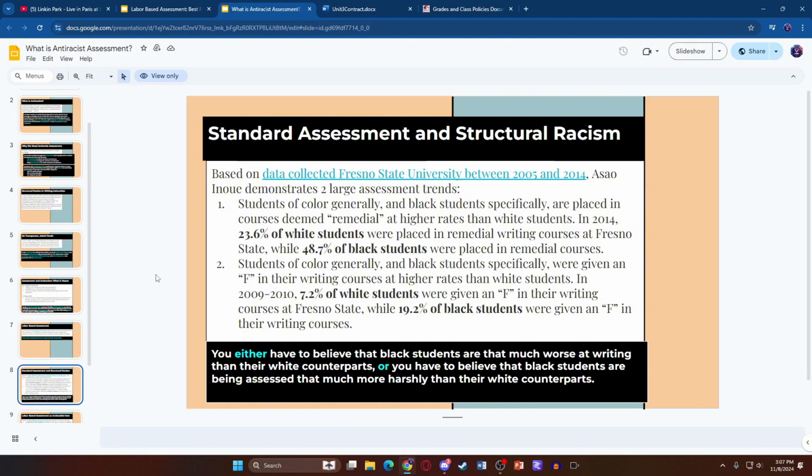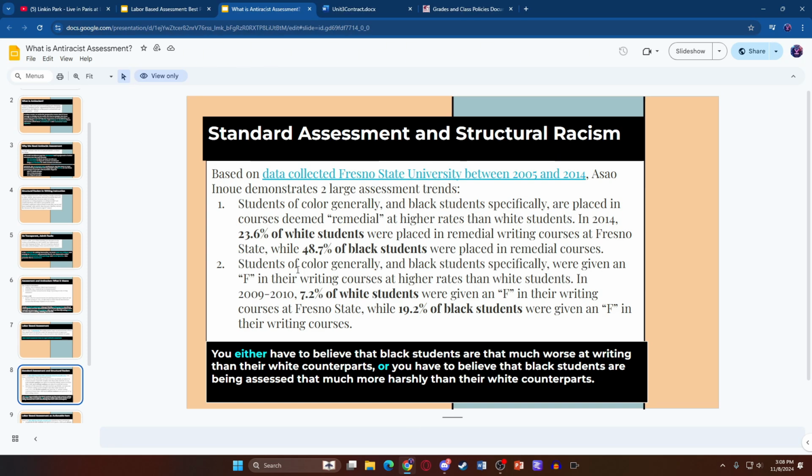So here's some of the data, and this scales pretty well to where our program has been in recent years. This is from Asao Inoue's work on data collected at Fresno State between 2005 and 2014. He notes two large assessment trends. Students of color generally, and Black students specifically, are placed in courses deemed remedial at higher rates than white students. If you are involved in the COLA sections this semester, you will probably note that this scales there.